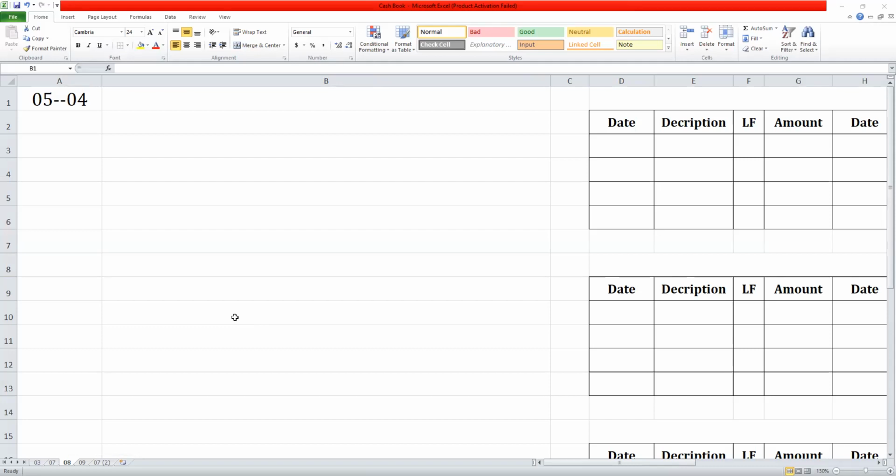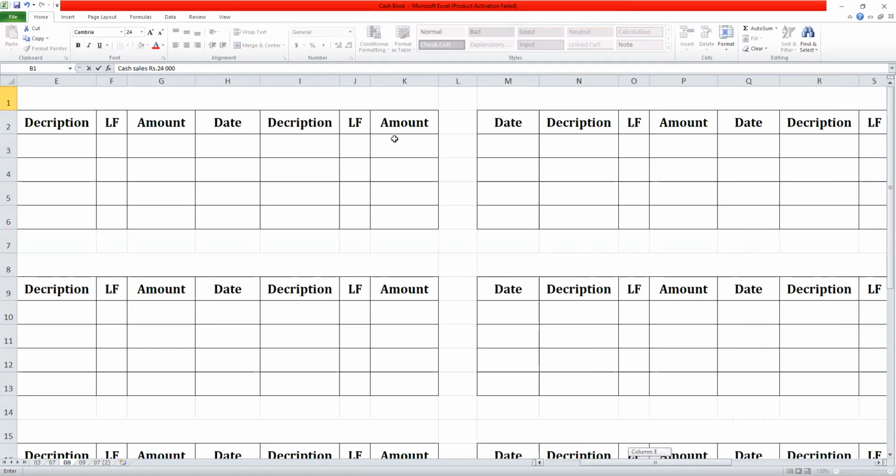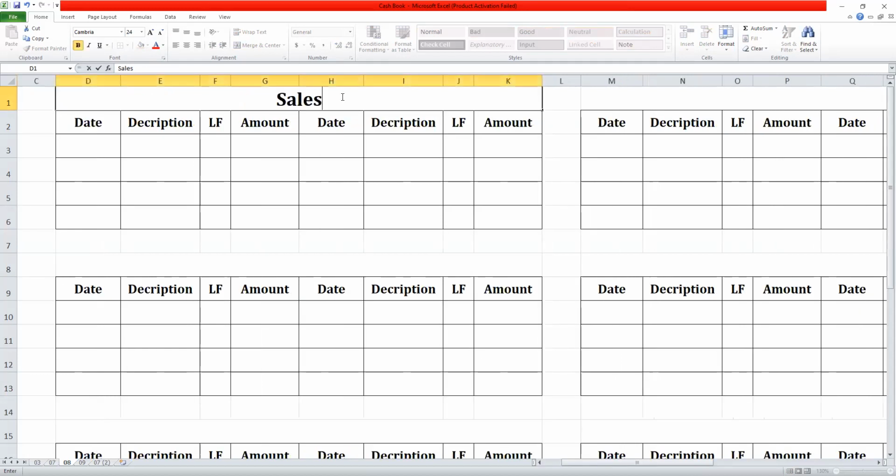Yes, Amir. It is very simple. Cash sales rupees 24,000. So what should we do? It is a receipt. So the cash book is debited. Open the next account required. That is sales account. Sales account. The date is 5th of April. Cash amount is 24,000.